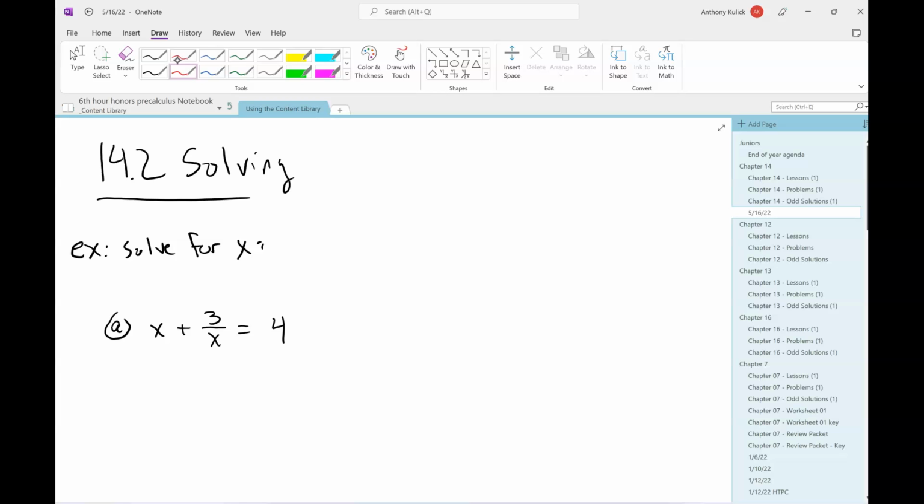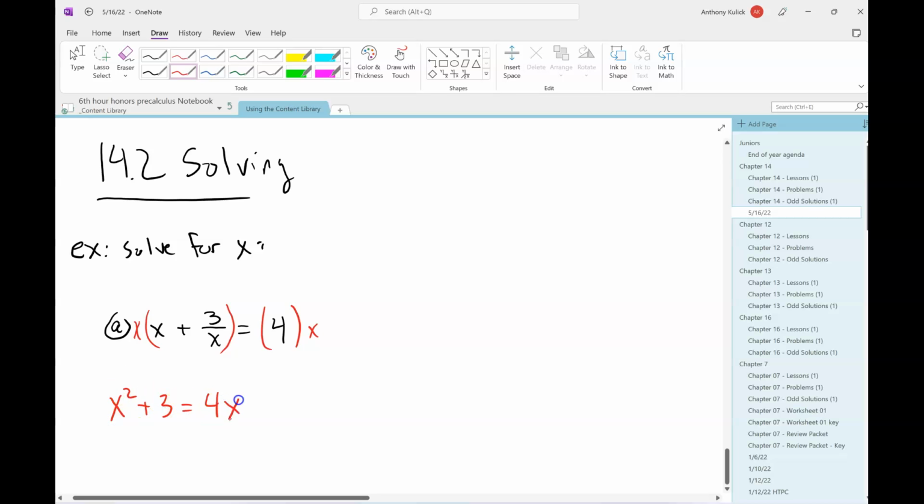So if I have something like this, what's your first instinct? If you're going to solve this algebraically, what's your first instinct? I'd probably get rid of the fraction, right? How do you get rid of the fraction? Multiply both sides by x, right? I call this technique clearing fractions, is how I refer to this.